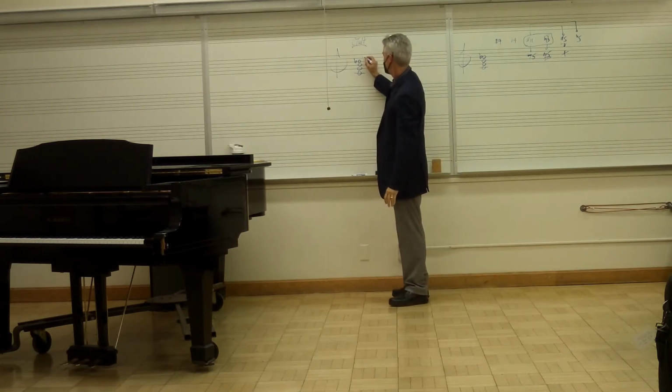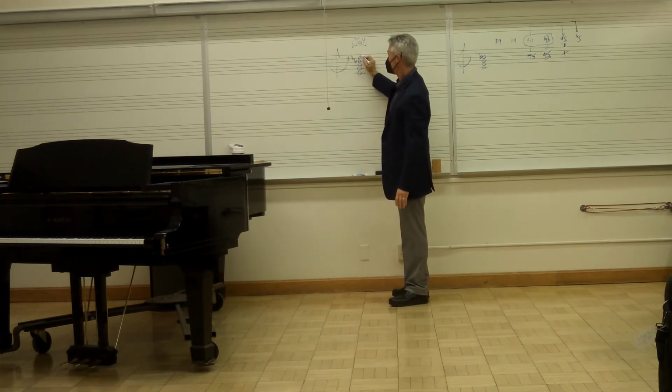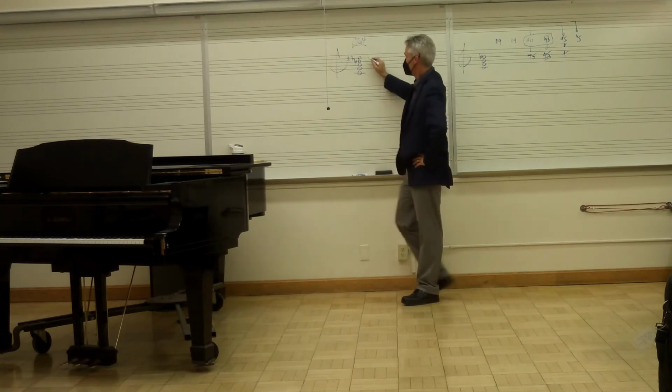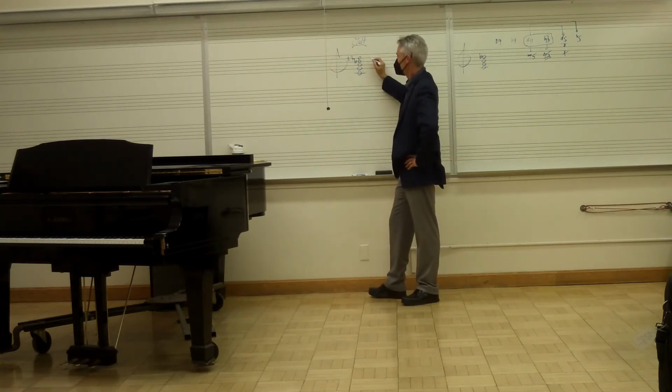So, here's your 9, and that's going to be sharp or flat. And then where do we go from here? Sharp 11? Okay, so what's wrong with this chord so far? If this is a C7 alt, there's something wrong already.